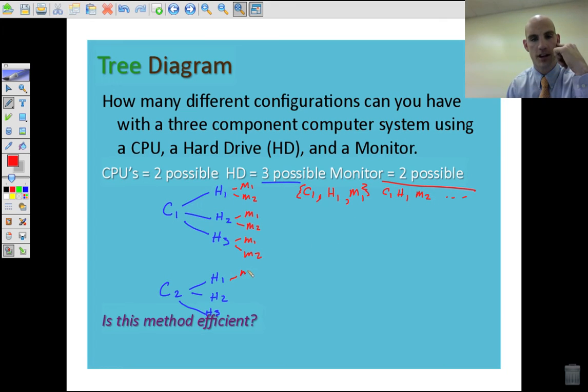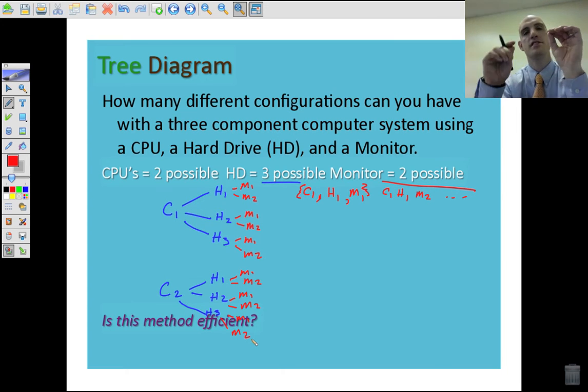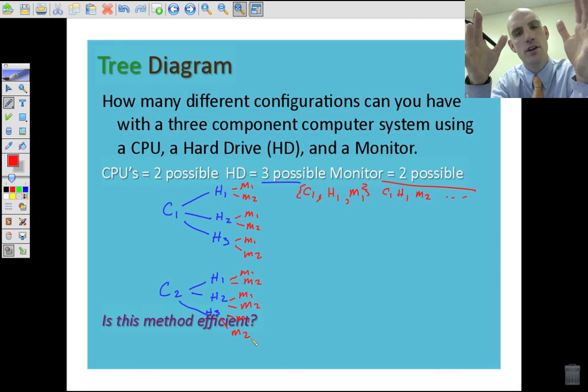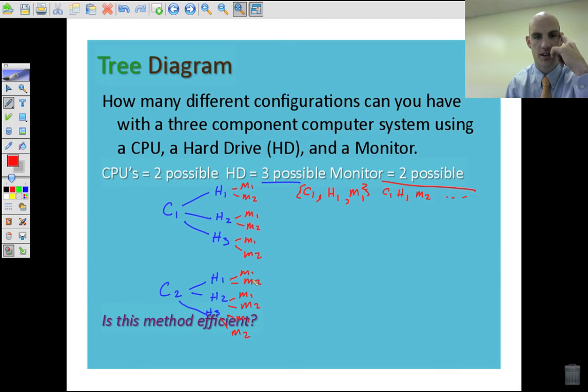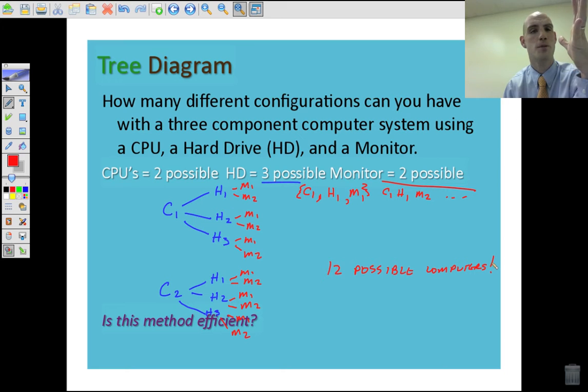And so down here I have to do the same thing. M1, M2, M1, M2, M1, M2. This is a very simple example. But look how complicated it gets. How many possibles do I have? I have 6, 12. 12 possible computers. That's with 3, 2, and 2 possibilities.